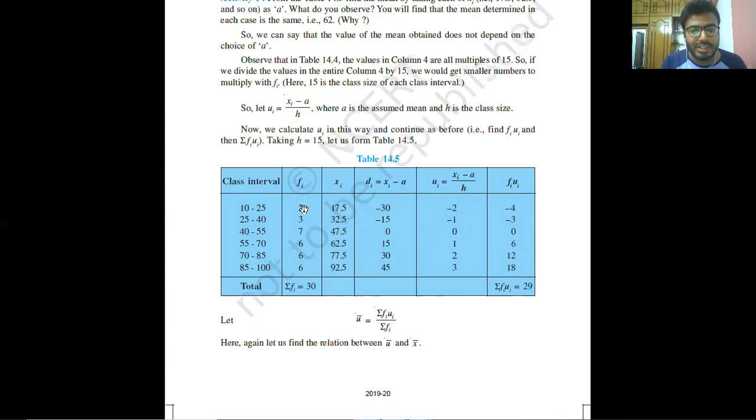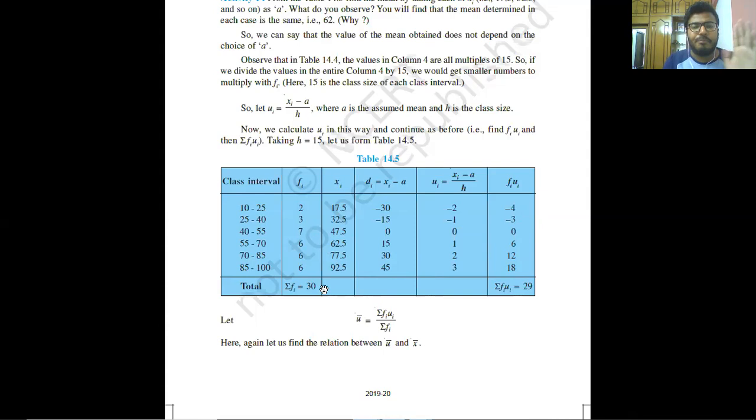Now in this, fi is 2, ui is -2, so 2 into -2 is -4, 3 into -1 is -3, 7 into 0 is 0, 6 into 1 is 6, 6 2s are 12, 6 3s are 18. In the same method, you have to add the negatives first and write it at the side, and add the positives together. You will write it on this side. Okay, so this is how you are calculating. You are getting what? Sigma fi ui is equal to what? 29. And sigma fi you are getting as 30.